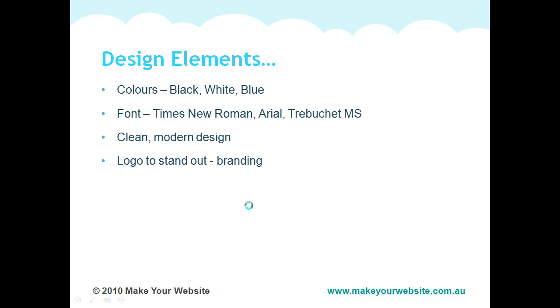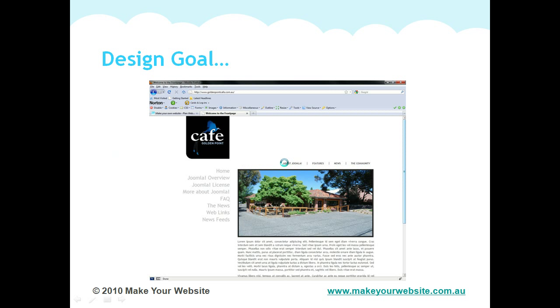If you remember our design elements, the colours are going to be black, white and blue. The fonts I'm going to use are Times New Roman and Arial for the headings and Trebuchet MS for the body text. I want a clean, modern, sleek looking design, and as I mentioned before, I want the logo to stand out just for the branding. Now, the design itself will come up like this. This is the design that I've previously done, just to give you a preview of what I'm looking to achieve in Artisteer. So I'm going to show you how I actually achieved this design using Artisteer.